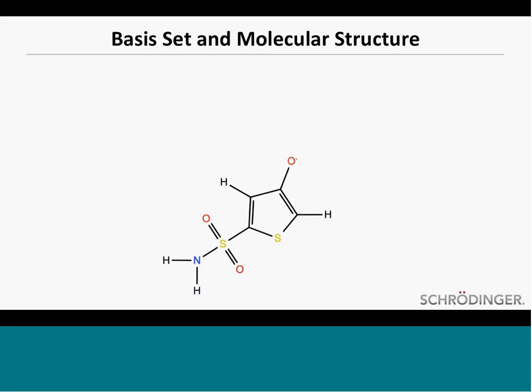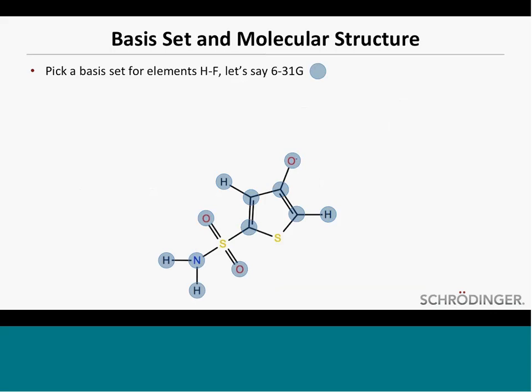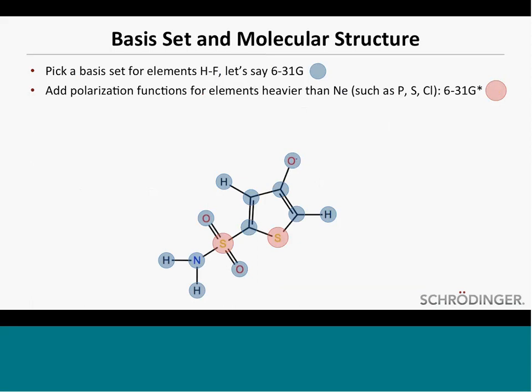So let's consider this structure. In this case, what we're going to want to do when we're picking a basis set is find something that's reasonable. So let's say in this case we picked the 6-31G basis to describe all of the atoms that I've highlighted in blue. And then we would add polarization functions for elements heavier than neon, in this case the two sulfurs. And we're doing that because they're heavier atoms. We assume that they are going to have a more polarizable electron density.